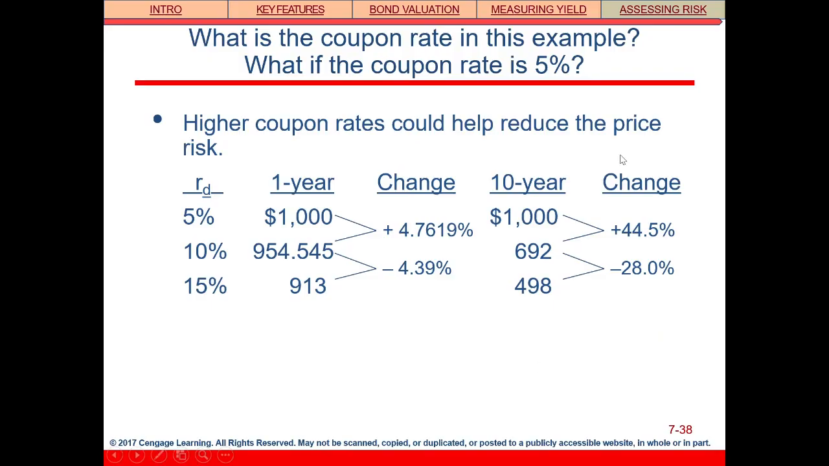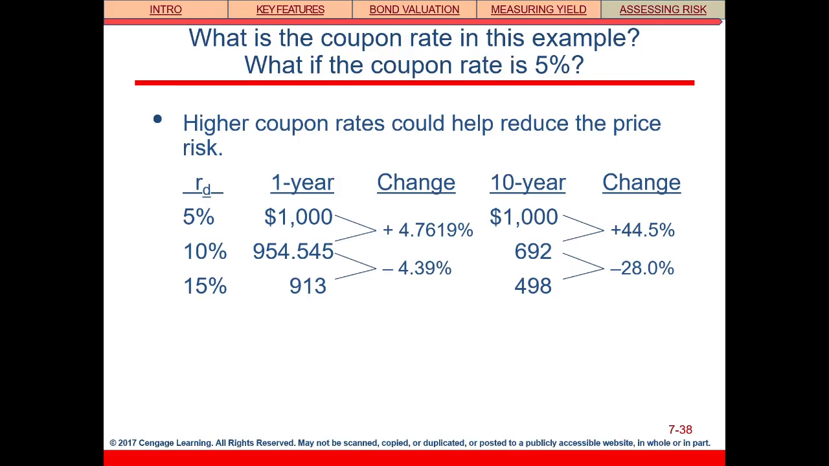So clearly, if we compare these two types of bonds with everything else the same except for the coupon interest rate, then the one with higher coupon interest rate seems to experience lower price change, right? It's the same for this 1-year bond, but the difference is not as big as this 10-year bond. So what does it mean? It means that higher coupon rates could help reduce the price risk. Yeah. So it means that the one with the higher coupon, the 10% coupon, experiences much smaller price change. So that means they could have lower price risk.